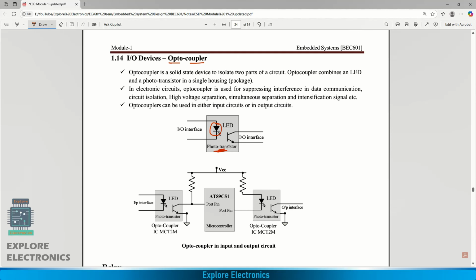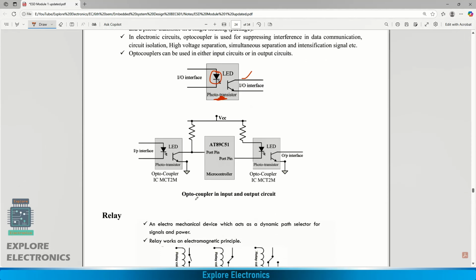Photo transistor. So a photo transistor is a combination of an LED and a transistor. This device will detect the LED light and it will generate some output signal. By using this, you can see there is an optocoupler device. We call it an optocoupler.